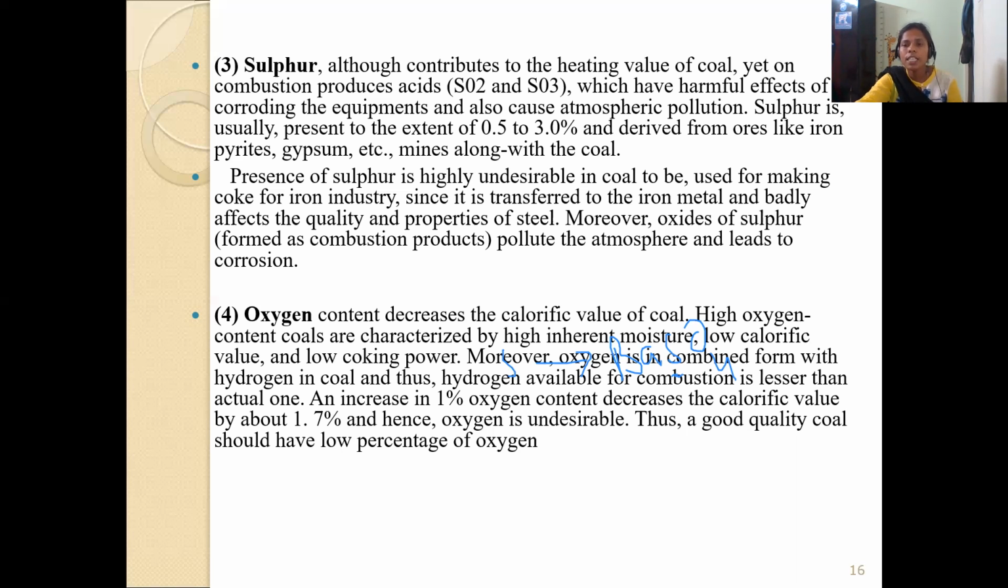So with this, we have completed the solid fuels. In the next session, I will start the liquid fuels, with one of the most important questions, refining of petroleum and moving bed catalytic cracking. That we will see in the next class. Thank you so much.